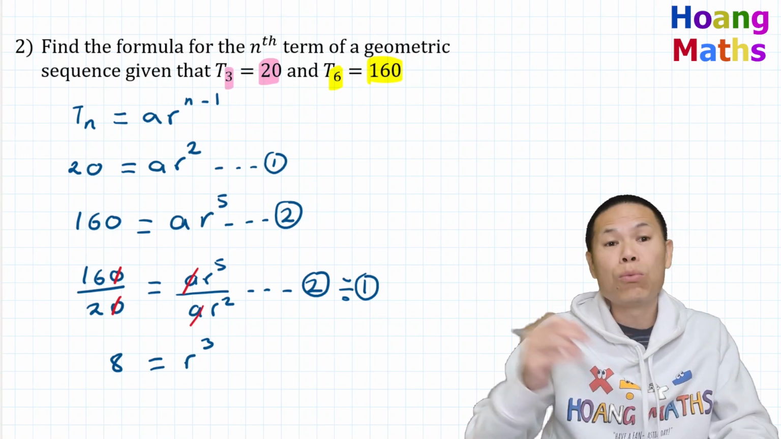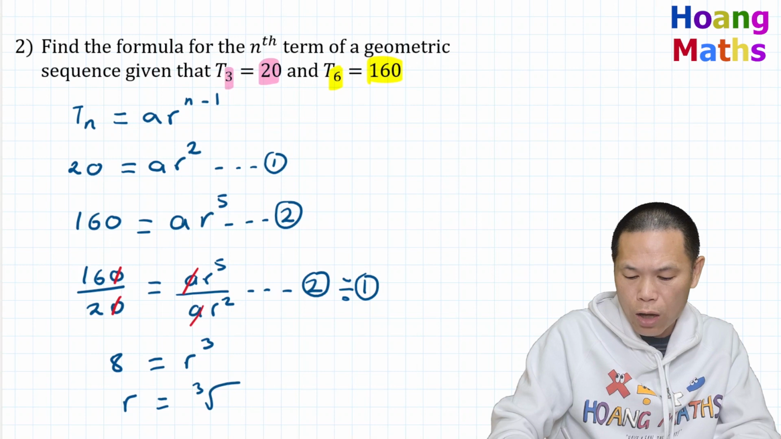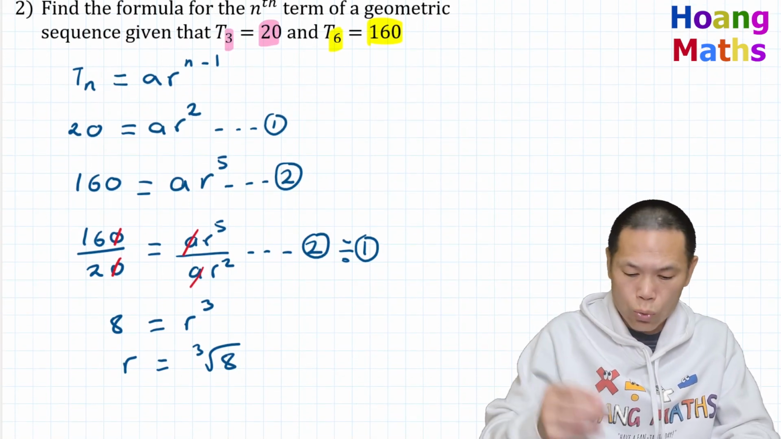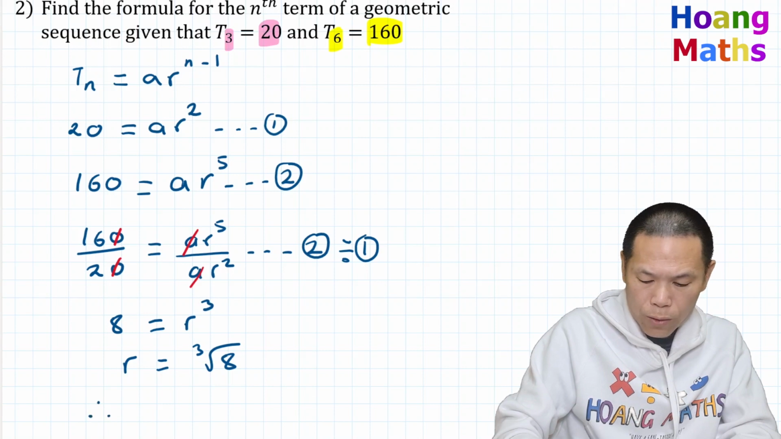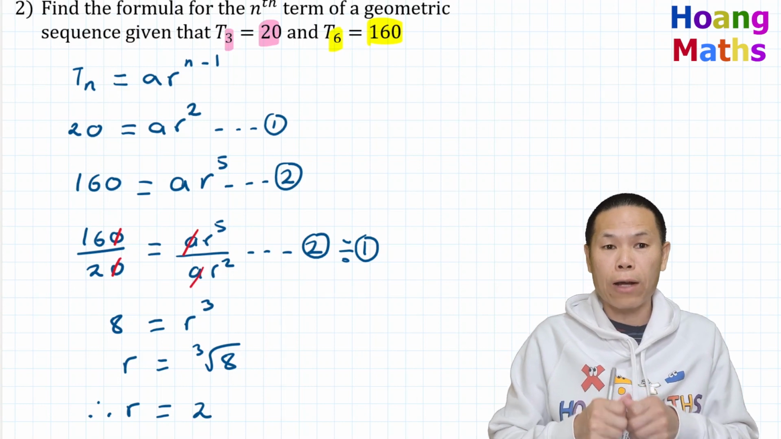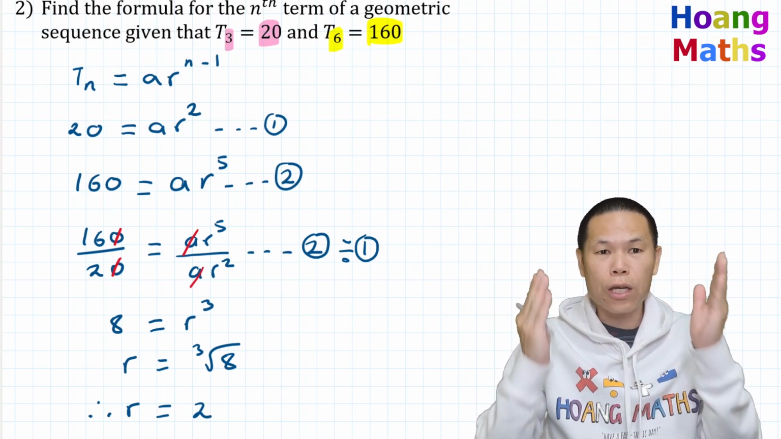So what I do, I cube root both sides. So R is equal to cube root of 8. And we know that cube root of 8 gives me 2. So therefore, R is equal to 2. Of course, you can just put on a calculator, cube root of 8, and you should get the answer 2. Okay, so keep that in mind.